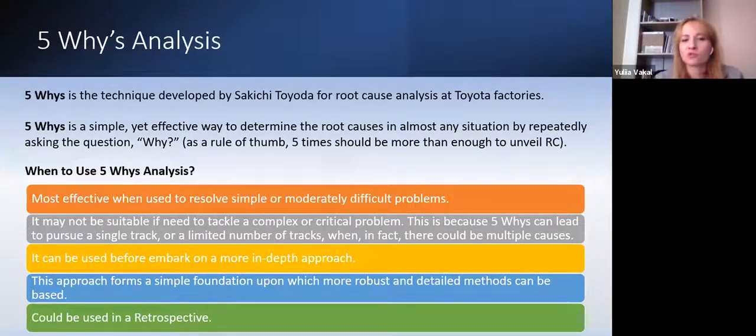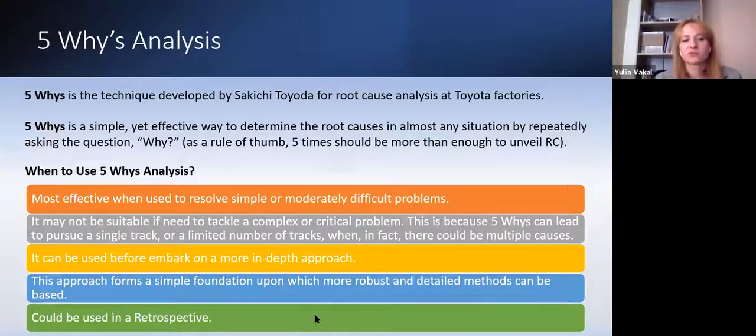It might not be suitable for critical or complex problems, particularly because you're trying to find one root cause or just a limited number of root causes. But in fact, there could exist multiple causes. So it could be used before, or as part of, the more in-depth approaches. You can try it out before you try something else, or use it as a first step of your root cause analysis with a more complex technique.